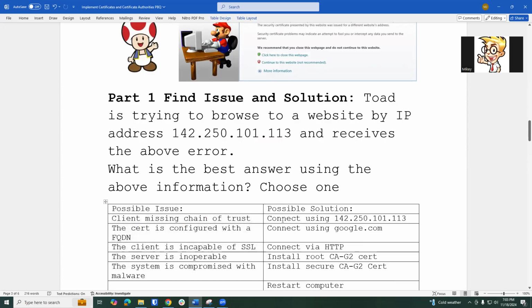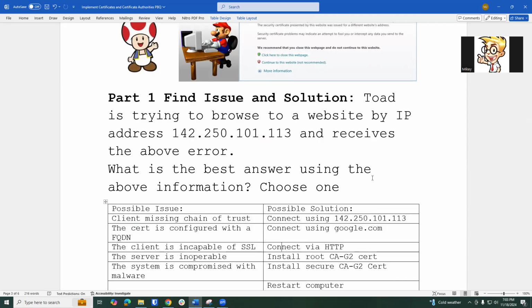So I'm going to read off here. Connect using the IP address. Connect using like google.com. Connect with HTTP. Install the root certificate. Install secure certificate or restart the computer. Okay, so what's the possible issue and possible solution?